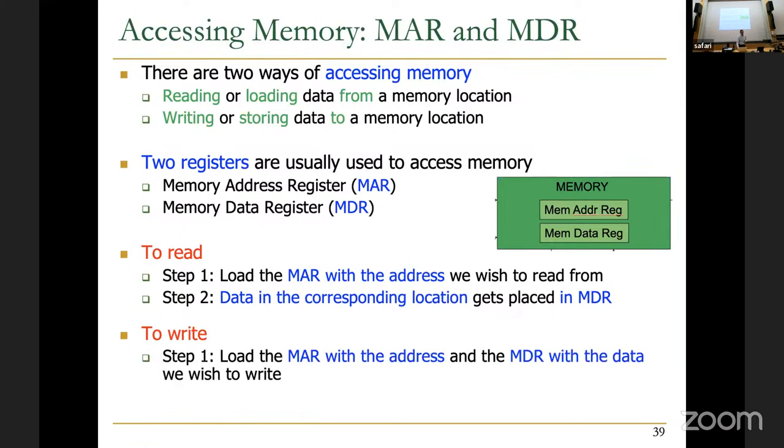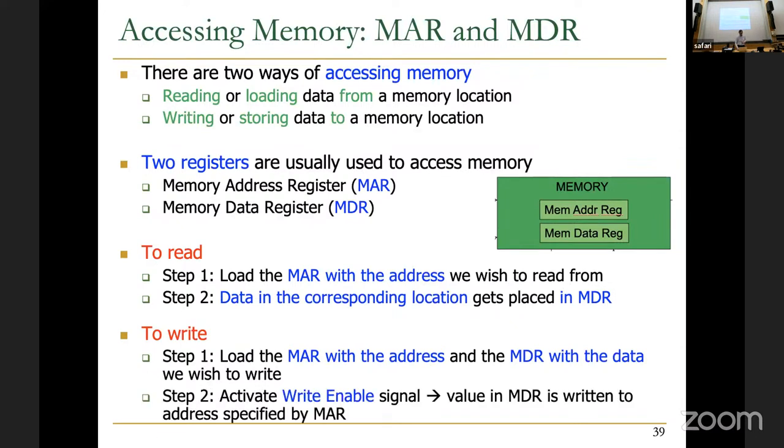To write to memory, you follow similar steps. You load the memory address register with the address, and also the memory data register with the data that you wish to write. And you activate the write enable signal. Remember the write enable signal in the previous picture? I don't want to go back to it because it takes such a long time. The value in the MDR is written by the memory to the address specified by the MAR once you do that. And we already built this memory to do that.